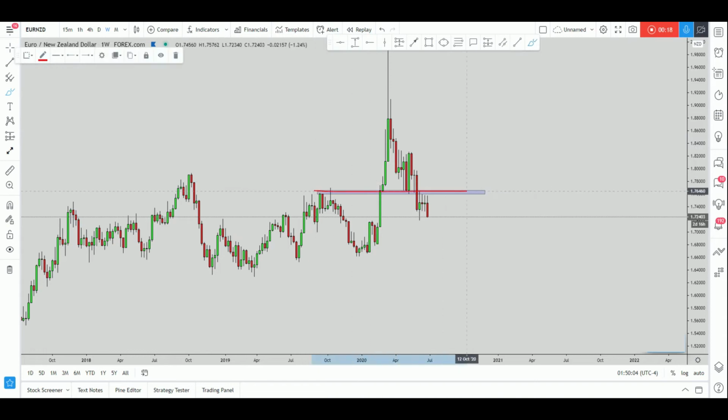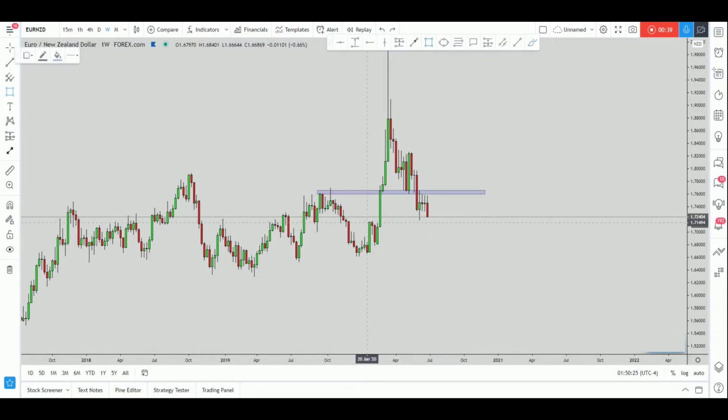On the weekly time frame, we can see that the market is currently bounded inside of two levels. This very strong level of structure, which was structure resistance here, broke to the upside, turned support here, broke to the downside, and turned resistance at this level. So this is a very important structure level which the market has been respecting multiple times.